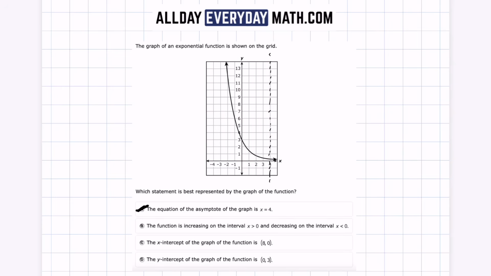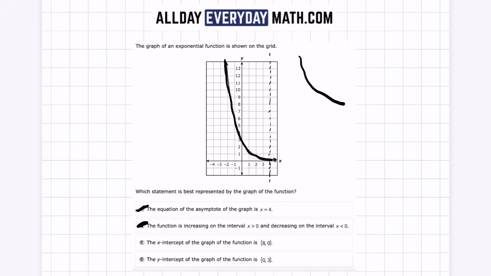Letter B says the function is increasing on the interval x is greater than 0 and decreasing on the interval x is less than 0. So let's look at our function. As we move from left to right, our graph or our function is decreasing no matter what interval we're on. Okay, so exponential functions like this are always decreasing. So letter B is not going to be correct.